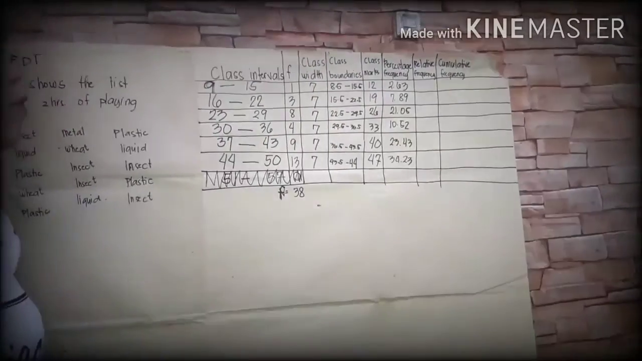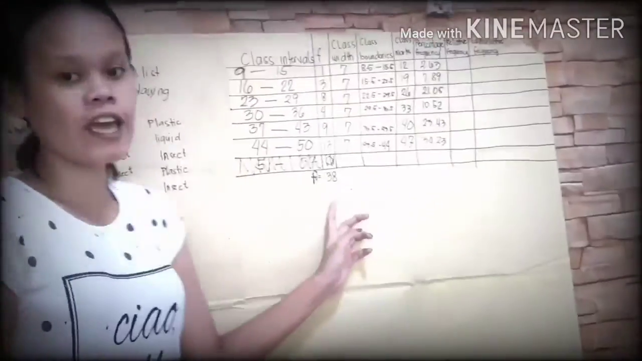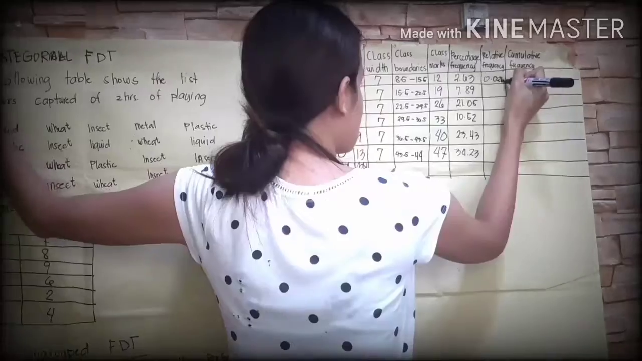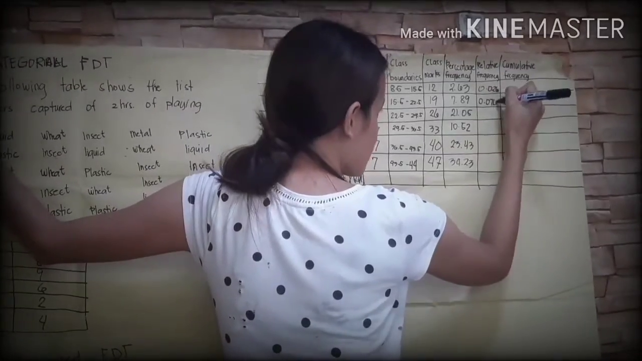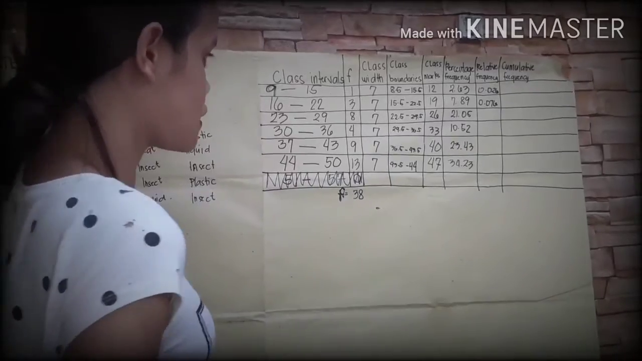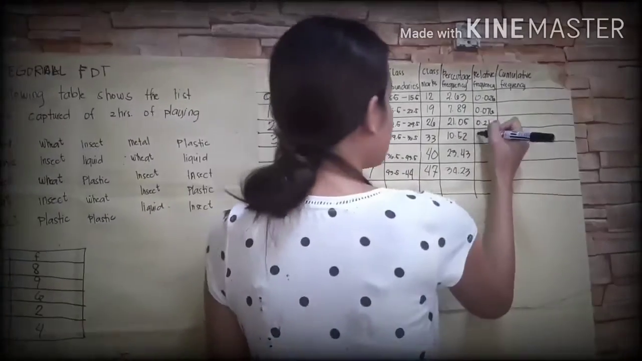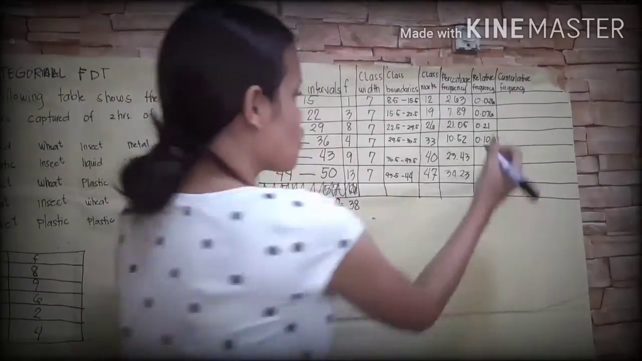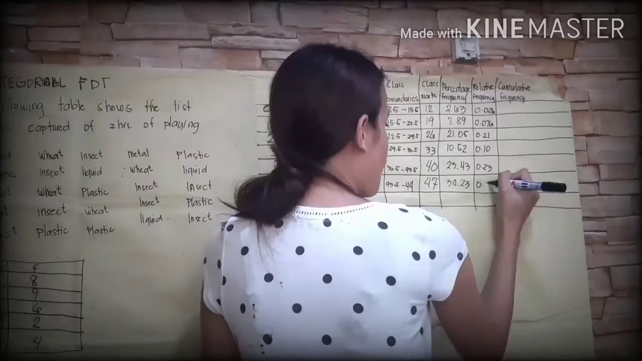For the relative frequency, you will divide our frequency by the total number of frequencies. So 1 divided by 38 equals 0.026. 3 divided by 38 equals 0.076. 8 divided by 38 equals 0.21. 4 divided by 38 equals 0.10. 9 divided by 38 equals 0.23. And 13 divided by 38 equals 0.34.